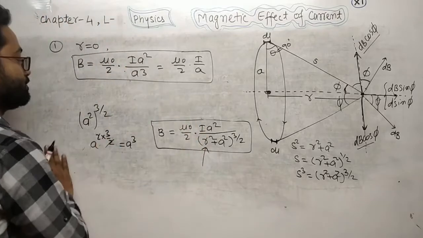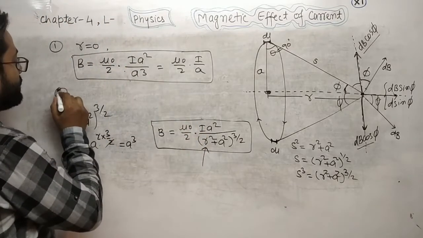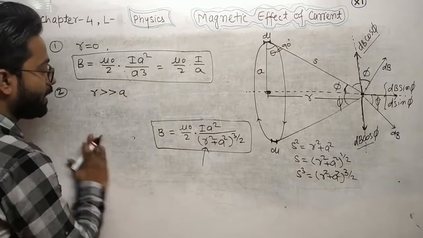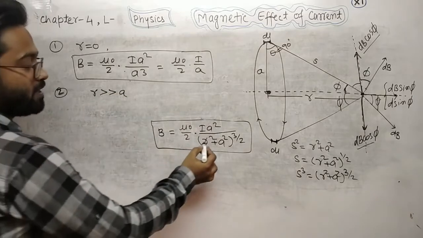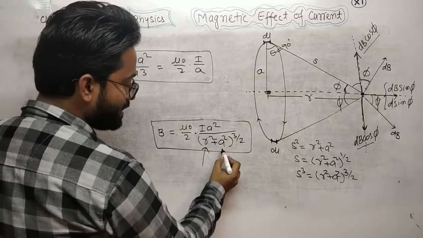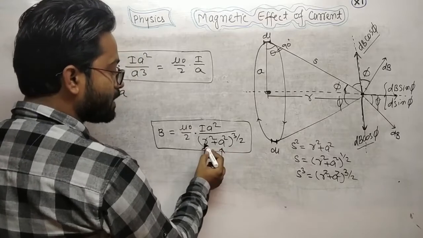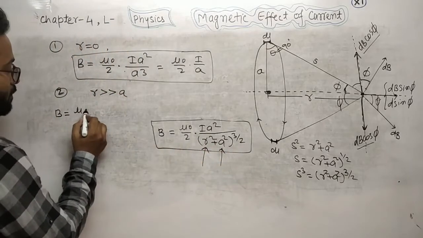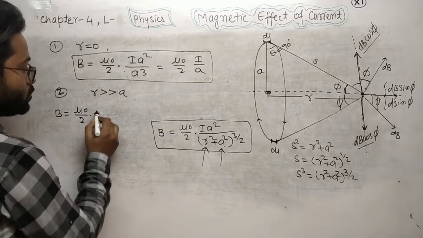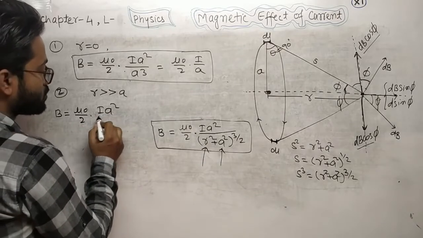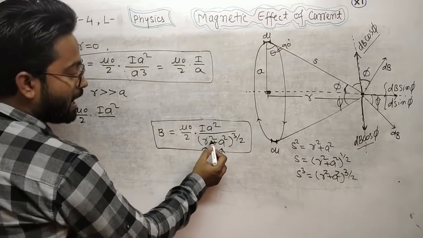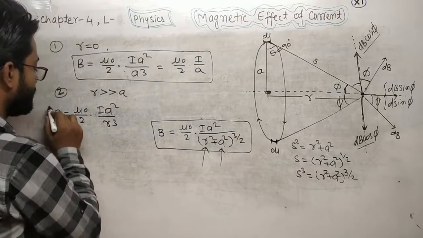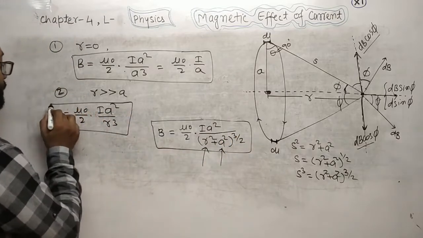This is very simple. Second special case, when r is very much greater than a. That means this a will be negligible as compared to this a. The magnetic field will be equal to mu naught by 2 I a square upon r square to the power 3 by 2. This is r cube.